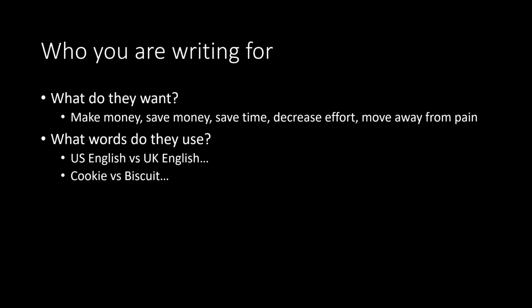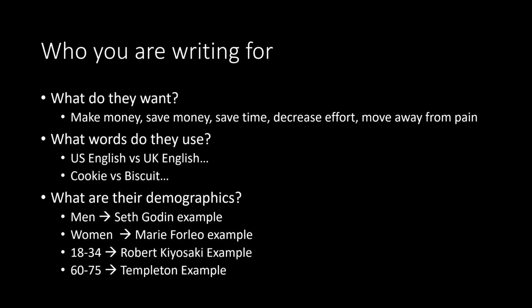Next, the third thing you need to understand is customer demographics. If you had a book on marketing targeted towards men, you might use a Seth Godin example. However, if the book targeted women, you could probably use a Marie Forleo example to illustrate the same thing. The same thing applies to age, right? If you had a book on finance for a younger crowd, you might use a Robert Kiyosaki example. But if your book was on retirement finance, you might want to use a Templeton example.